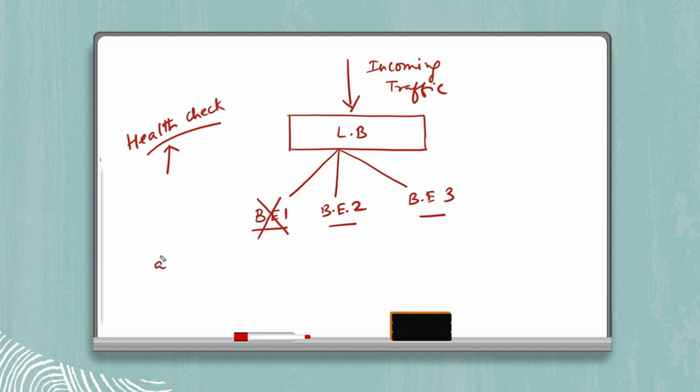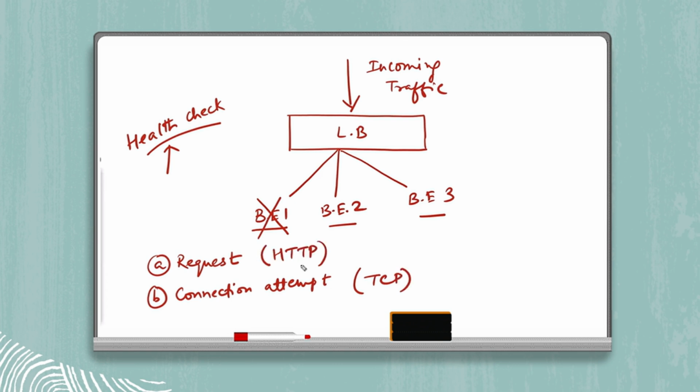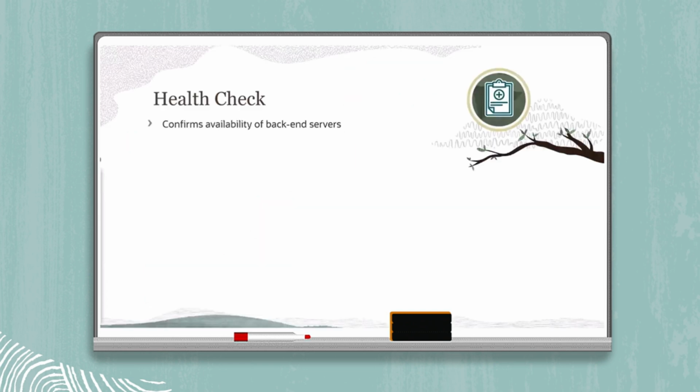And there are two ways in which you can configure this health check. So you can create a request or you can create a connection attempt. So this is basically your TCP level. This is basically HTTP level. So now let's go to the deck and continue the discussion. So health check basically confirms whether the backend servers are healthy or not. It is going to continuously monitor the backend server.